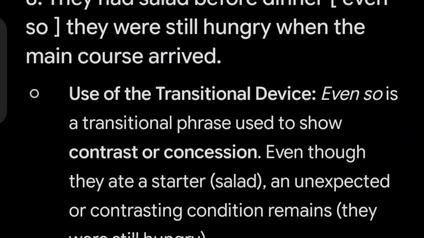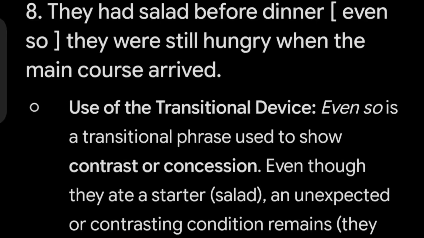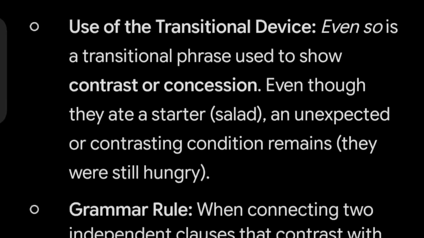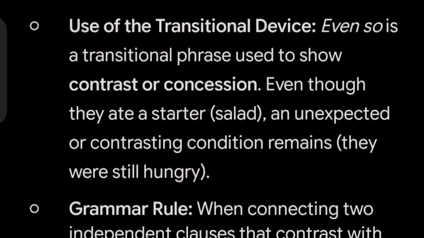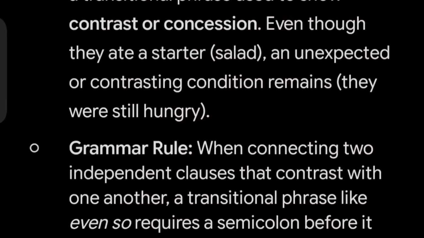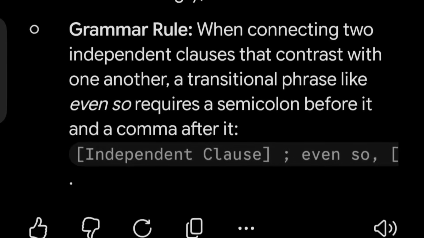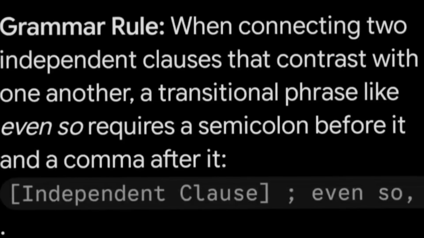8. They had salad before dinner. Even so, they were still hungry when the main course arrived. Use of the transitional device: even so is a transitional phrase used to show contrast or concession. Even though they ate a starter, salad, an unexpected or contrasting condition remains. They were still hungry. Grammar rule: when connecting two independent clauses that contrast with one another, a transitional phrase like even so requires a semicolon before it and a comma after it: independent clause; even so, independent clause.